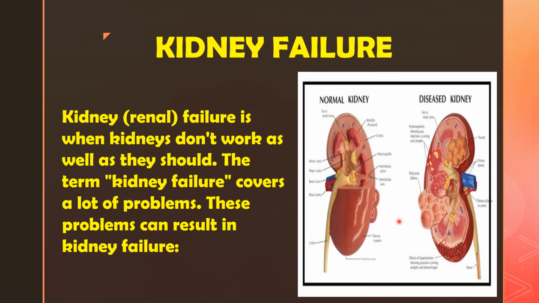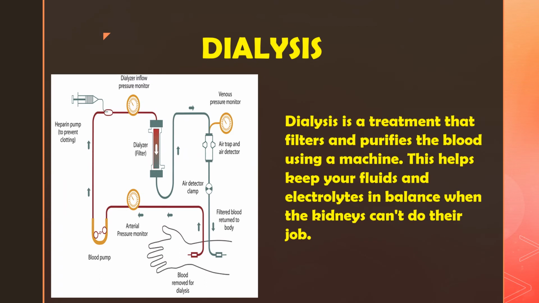So there are two primary treatment options available for kidney failure. One is dialysis and another one is kidney transplantation. So the first treatment is dialysis. Dialysis is a treatment that filters and purifies the blood using a machine. This helps keep your fluids and electrolytes in balance when the kidneys can't do their job.